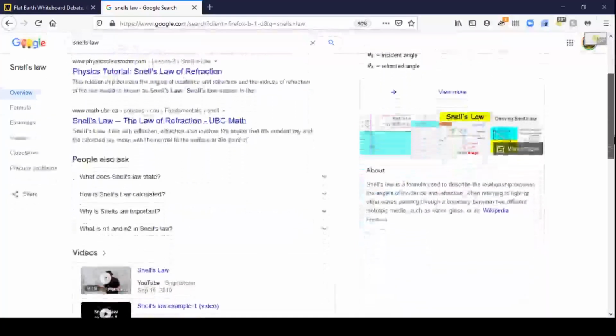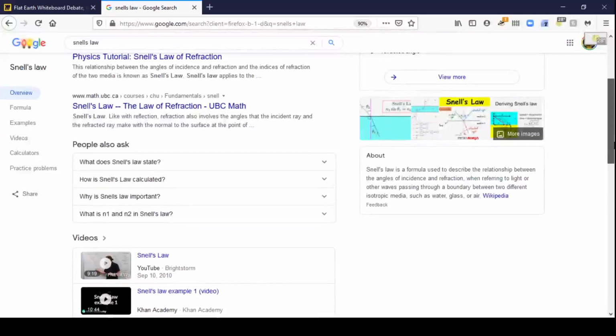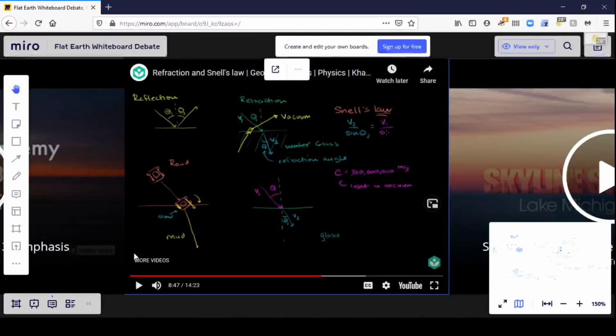Let's see if we can get anything else. No, sides of formula used to describe the relationship between the angles and refraction when falling to light or other waves passing through a boundary between two different isotropic media, such as water, glass, or air. I guess he's right. Again, I'm not smart enough to know whether he's right or not, but I'll say he's right on that.